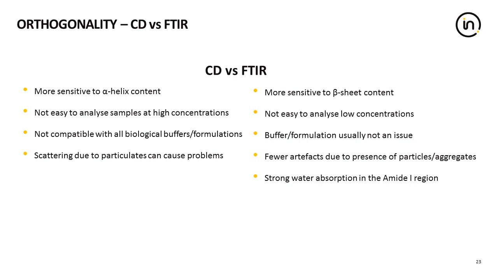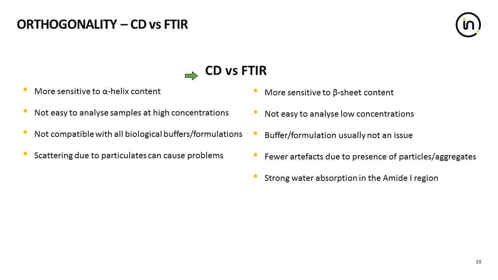So I had spoken about the requirement for orthogonality earlier, and this is just an illustration that CD and FTIR are both powerful methods, but using just one method for all sorts of studies is not going to provide us the answer, because we might miss some things if we use just one technique. For instance, CD is more sensitive to alpha helix content, so it will not detect as much beta sheet as FTIR does, which, because it's sensitive to beta sheet, will not detect as many alpha helices.